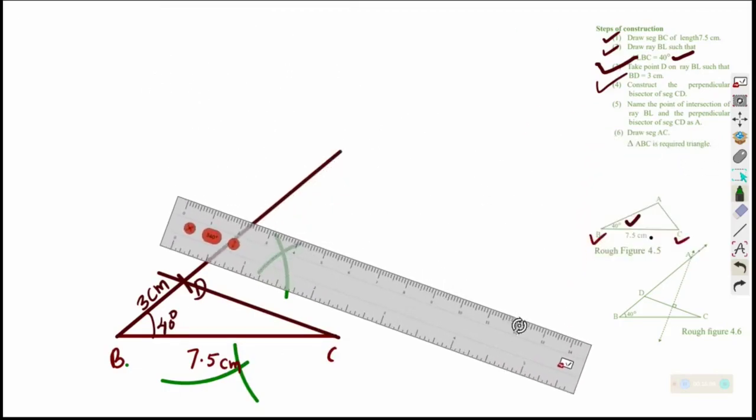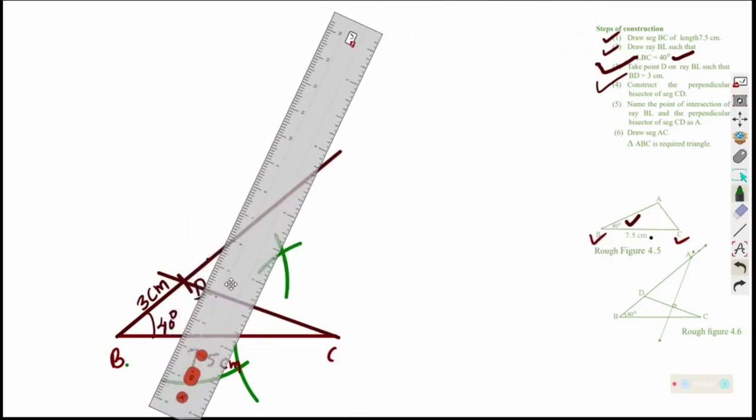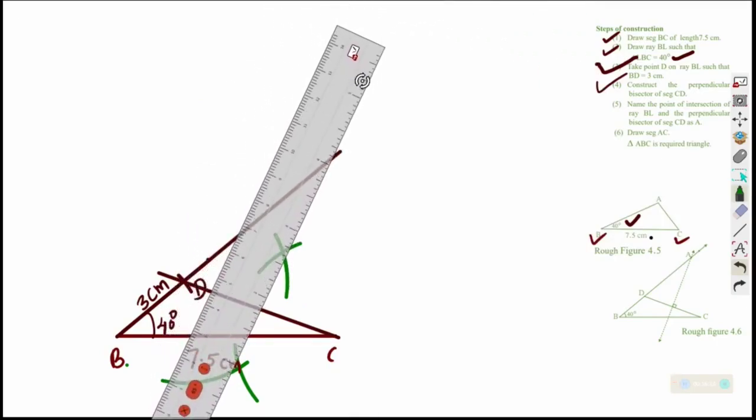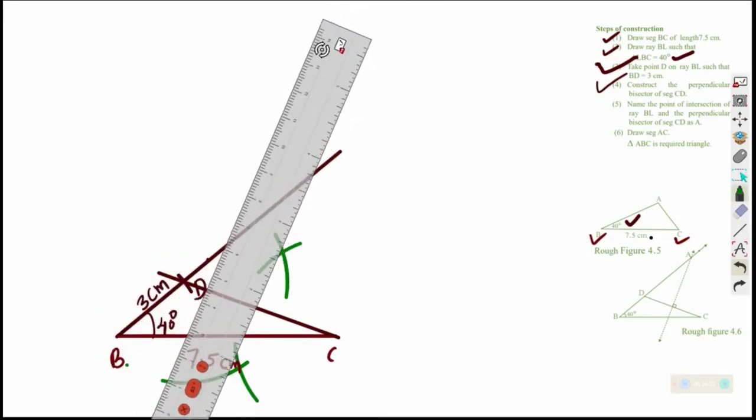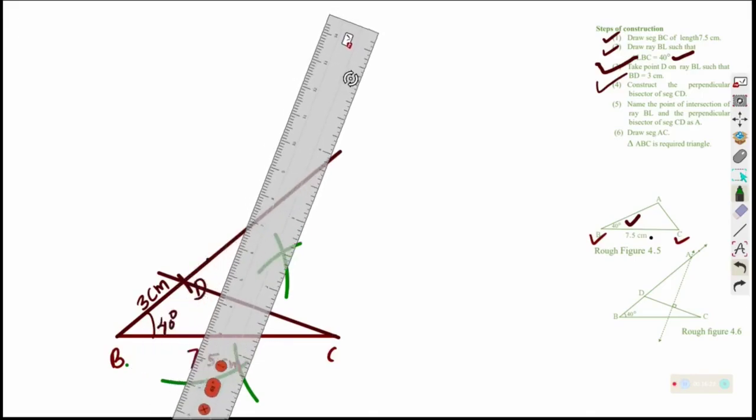to get the perpendicular bisector of the side CD. Here also the perpendicular bisector theorem is applied: any point on the perpendicular bisector will be equidistant from the end points of the segment. End points are C and D.